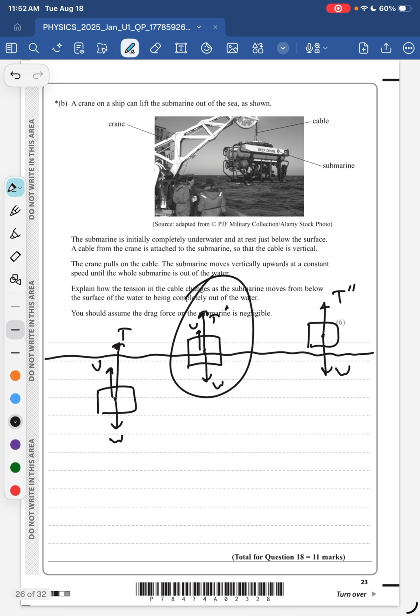And this is because in this situation, for example, we have T prime plus U equal to, actually it's going to be U prime. So T prime is weight minus U prime, and U prime is less than U, this U over there. So upthrust reduces because part of the submarine gets out of the water.